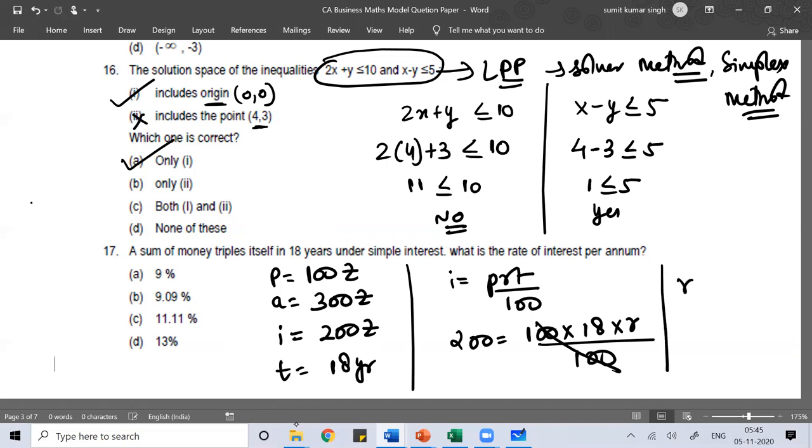So what is the value of R? R is 200 by 18. So R is 100 by 9, and 100 by 9 means 11.11%.